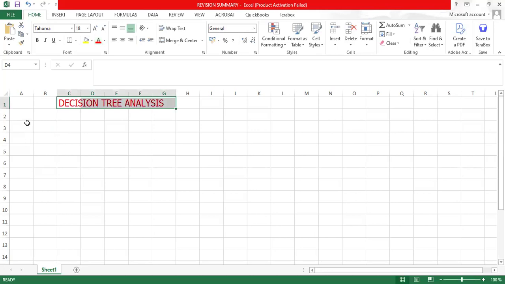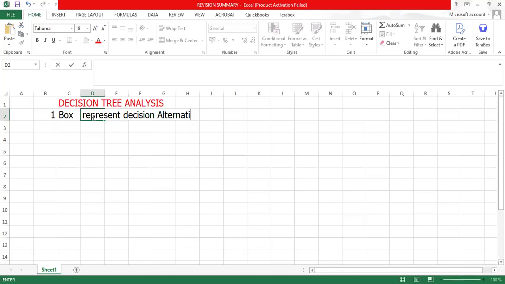So when we are using decision tree, there are some key things you need to first know. Here we are drawing a diagram. As you draw that diagram, you need to start from a box, and this box is going to represent your decision alternatives. So whenever you see a decision alternative, for you to present that decision alternative, it must start from a box. Your box will represent your decision alternatives.